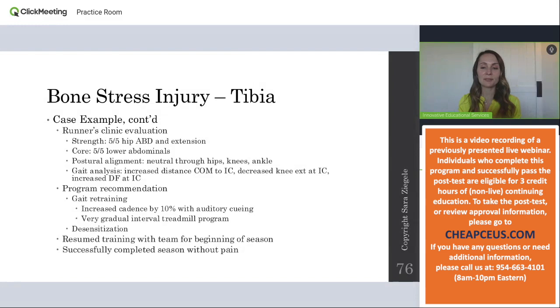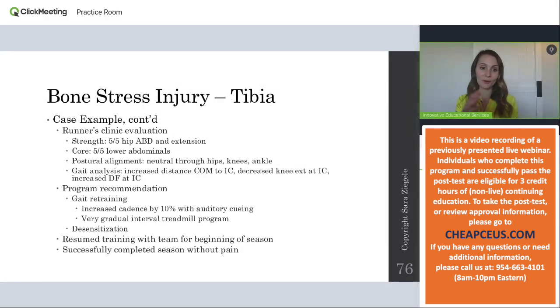So we decided that that was an appropriate clinical pattern to try a gait retraining with an increase in cadence, because we know by increasing cadence, some of these factors are the ones that resolve. So we did a very gradual interval treadmill training program with her at a 10% increase in her cadence, and also partnered that with some desensitization, because the desensitization for her was a way of really calming her anxieties about it coming back and to really try and recalibrate the signals that she was getting from that tibia.